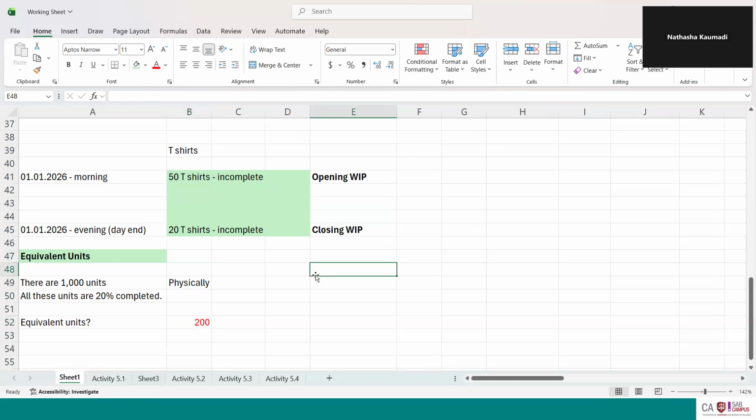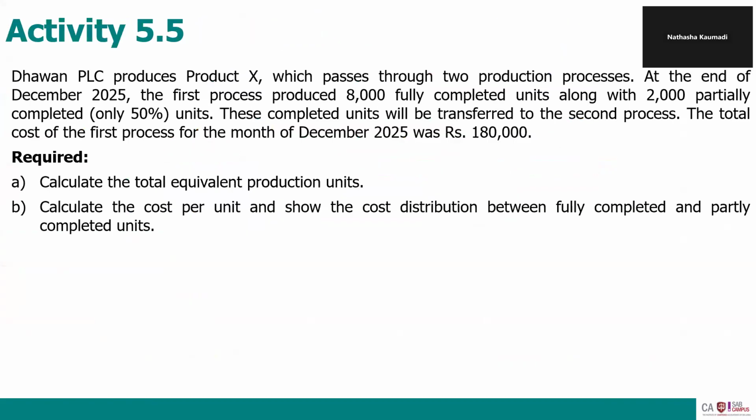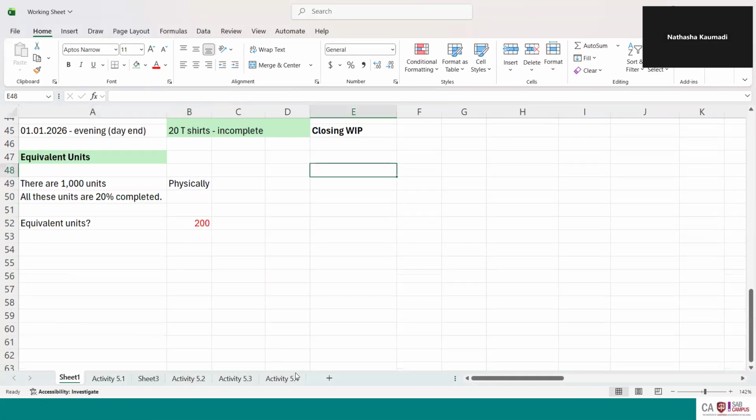You don't take the physical quantity, physical incompleted quantities. You take the equivalent units. What is that? 200 units. Right. So that is about equivalent units. I have a small activity, activity 5.5. We'll do that.